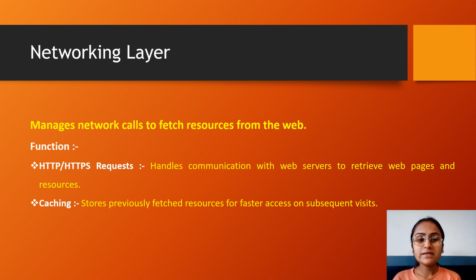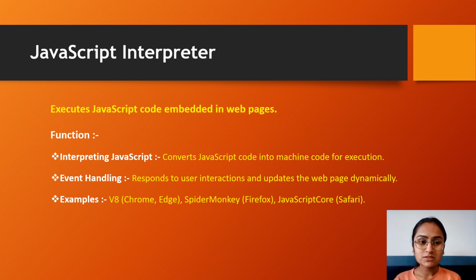Networking layer: basically it manages network calls to fetch resources from the web. Its functions include HTTP and HTTPS requests, and handling communication with web servers to retrieve web pages and resources. Then caching, which stores previously fetched resources for faster access on subsequent visits.